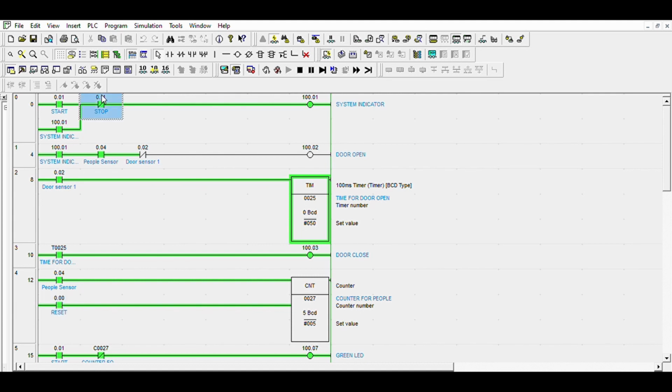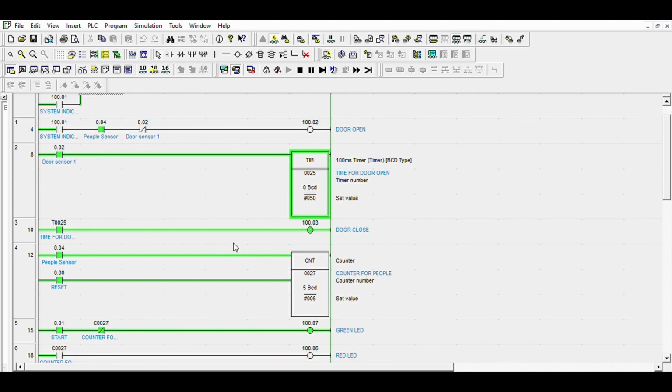So to stop the whole system, the stop push button is turned on. Okay, that's all.